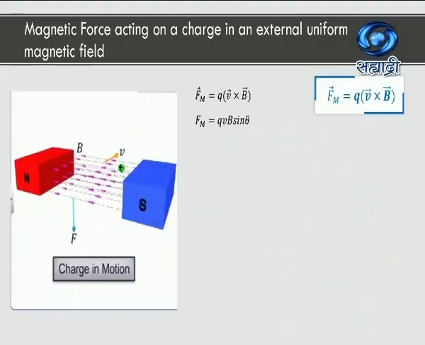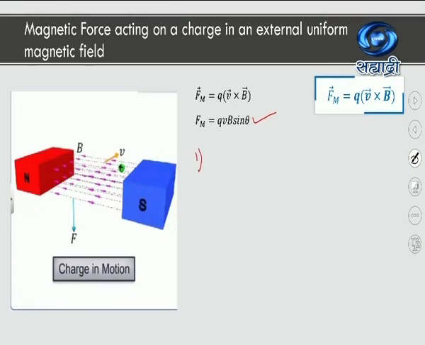Dear students, in the previous lecture we have studied the magnetic force acting on a charge in an external uniform magnetic field. The magnetic force Fm experienced by the charge when it moves with velocity v in an external magnetic field of induction B is given by Fm = qvB sin theta. Theta is the angle between velocity and magnetic field.